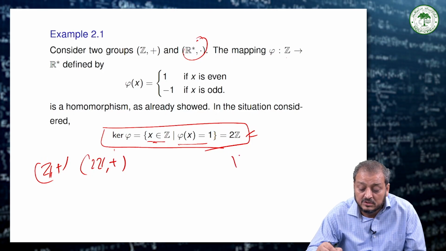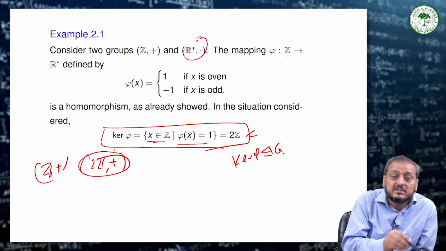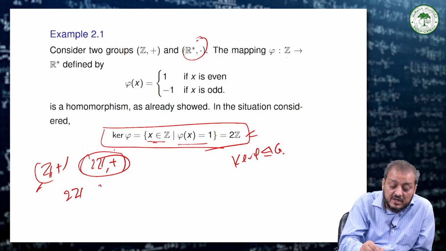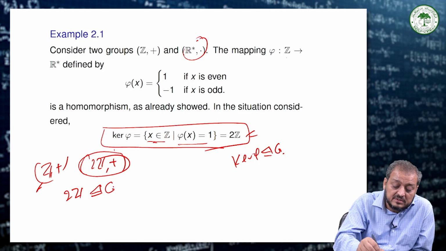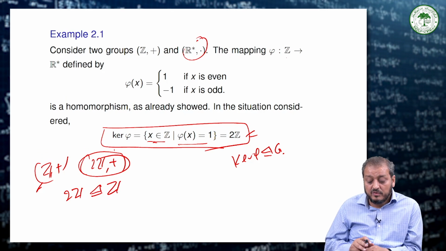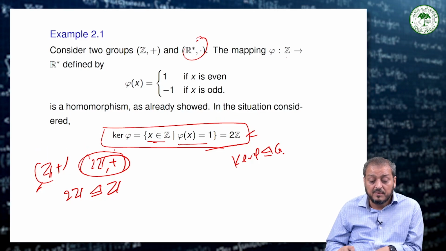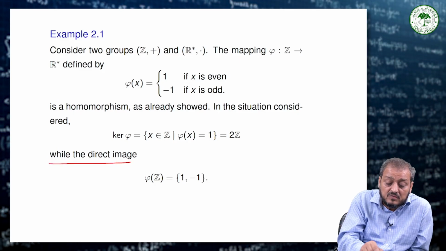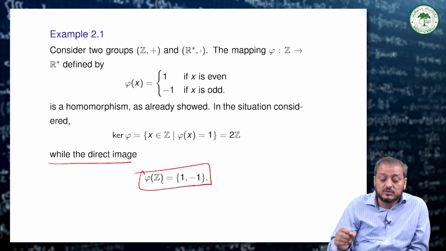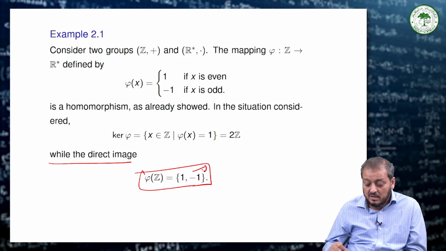Now we use the property that the kernel of phi is a normal subgroup of G, and clearly this is a subgroup and a normal subgroup in G. So, clearly we can say that 2Z is normal in Z. Also, if you remember, we take another group under multiplication, the direct image phi of Z, which is nothing but 1 and minus 1, and this is also a group under multiplication.